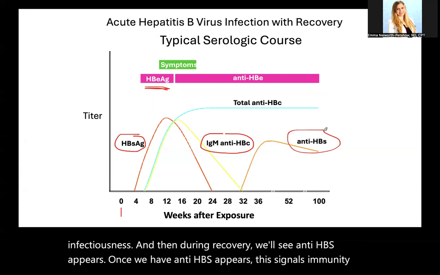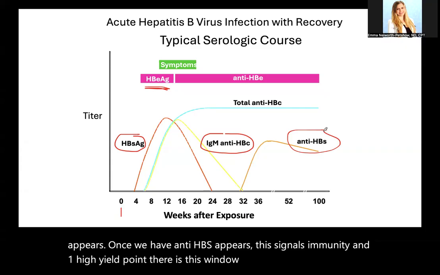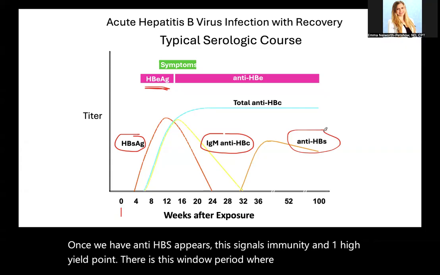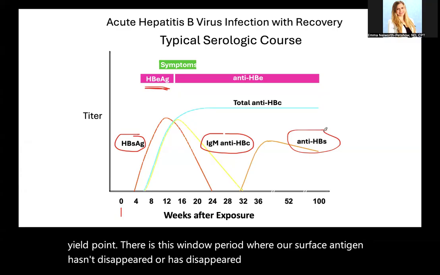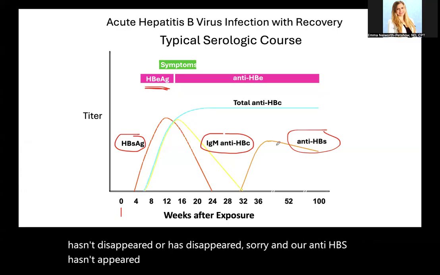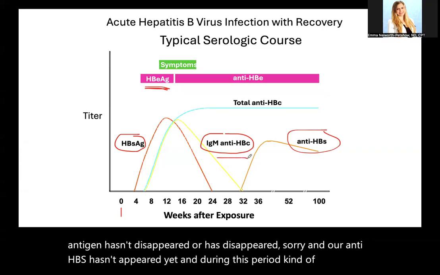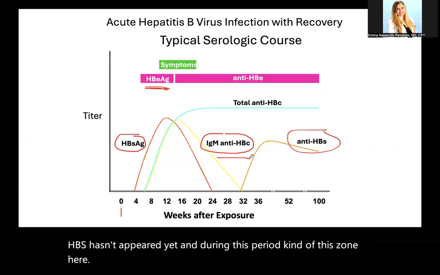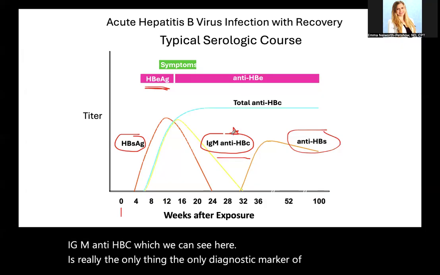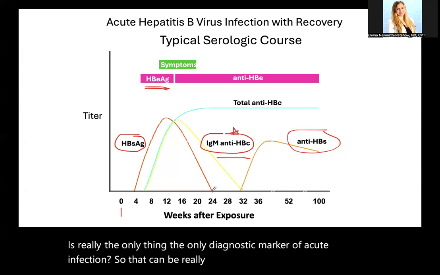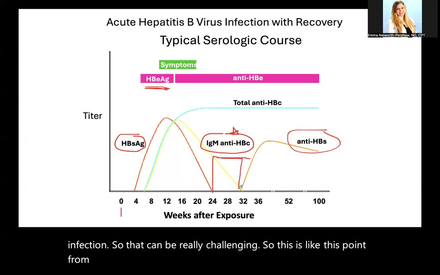And one high yield point, there is this window period where our surface antigen has disappeared, sorry, and our anti-HBs hasn't appeared yet. And during this period, kind of this zone here, IgM anti-HBc, which we can see here, is really the only diagnostic marker of acute infection. So that can be really challenging. So this is like this point from here to this point here.